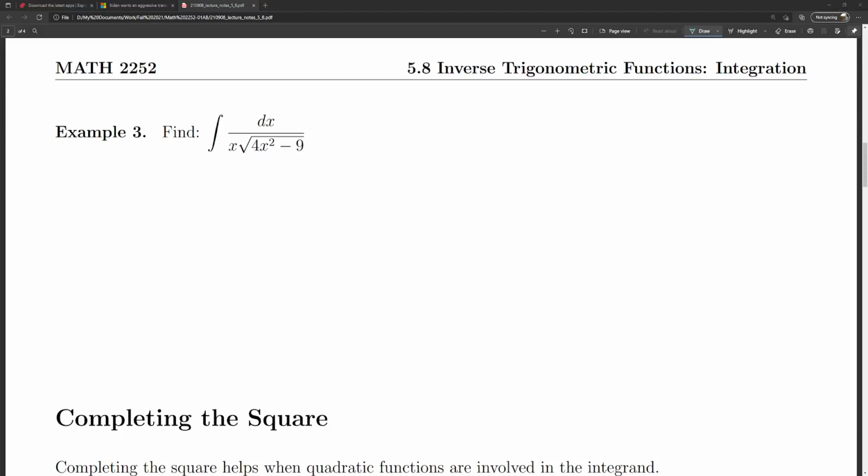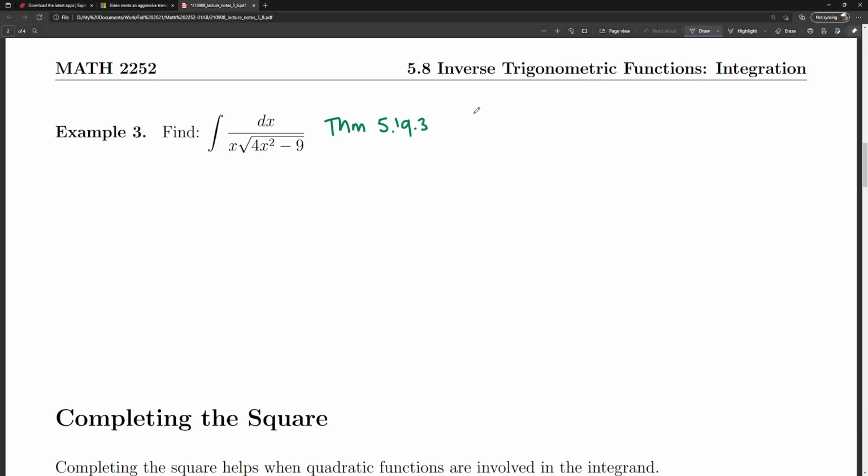Let's do another standard example where we have to use theorem 5.19. The integral that we're asked to find is 1 over x times square root of 4x squared minus 9 dx. So let me write down the relevant part of theorem 5.19.